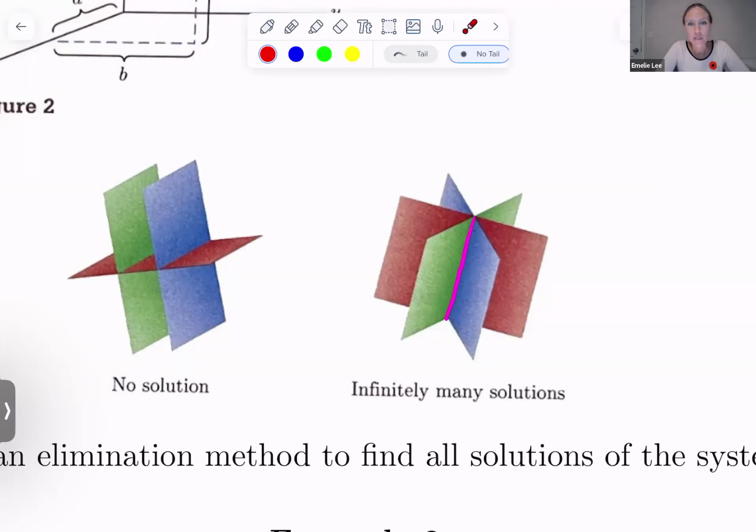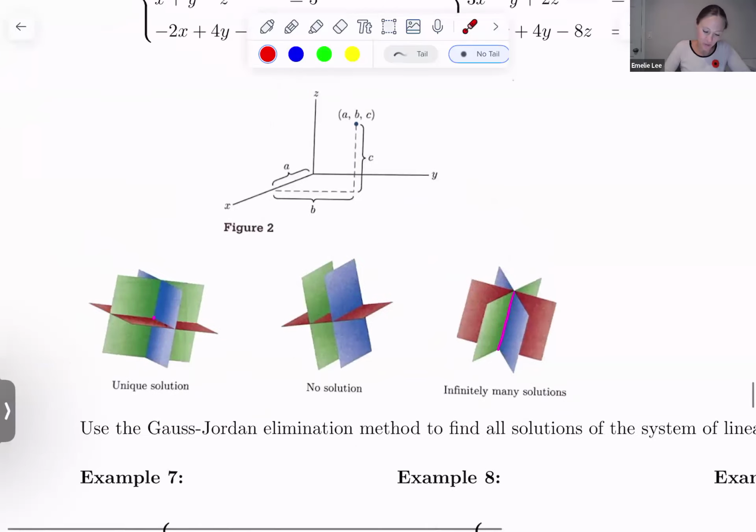So let's do some examples to see what. Okay, spoiler alert. The first example is going to be a unique solution, and then I'm pretty sure I have no solution followed by infinitely many solutions, but let me check. That is what I did. Wow. It's almost like I am predictable.